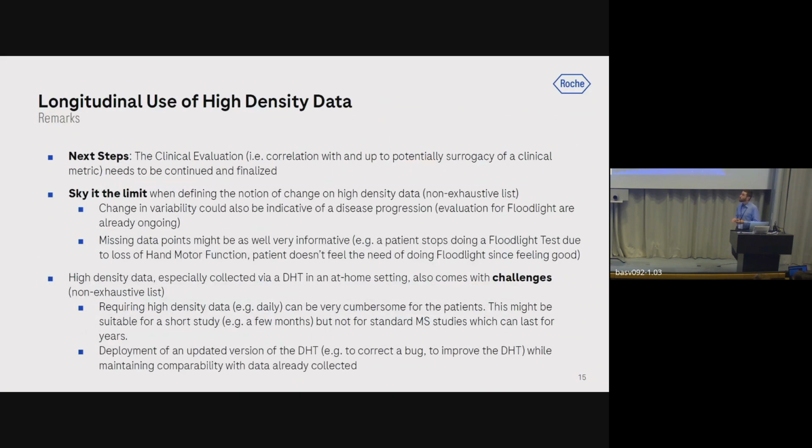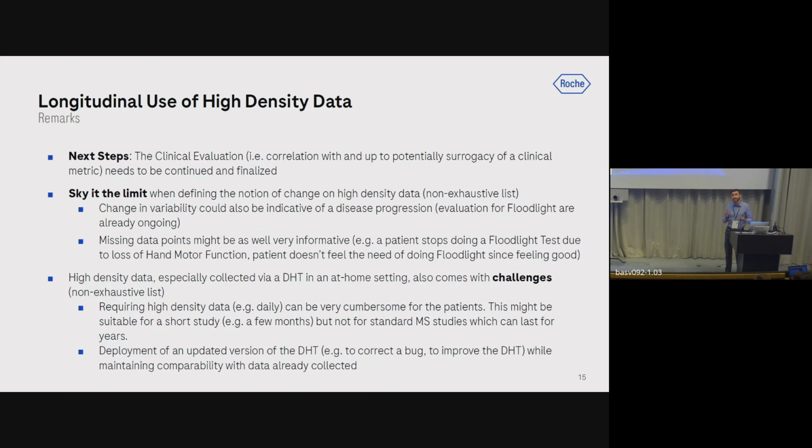What are the next steps? Well, obviously, just looking at patients individually is not enough for clinical validation. So we need to look at proper correlation. We're also thinking potentially to go up to surrogacy of the clinical anchors or the clinical metrics. So all of this needs to be done and finalized.